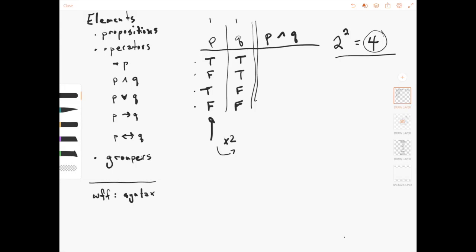Same thing here. If we had 3 distinct variables, then it would be 2, that's our base number of values, true and false, to the third power. That's 2 times 2 times 2. That means 8 rows. If we had 4 variables, it would be 2 to the fourth power. That's 2 times 2 times 2 times 2. That is 16, and so on. And this tells you the number of rows you need in each case.